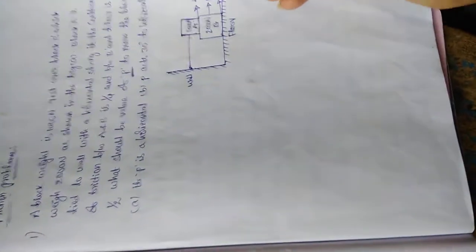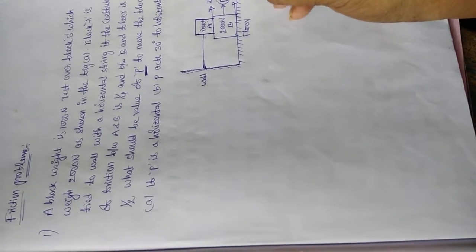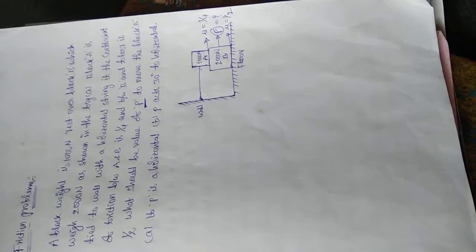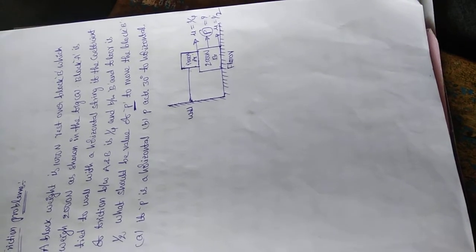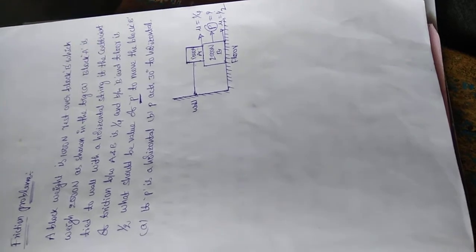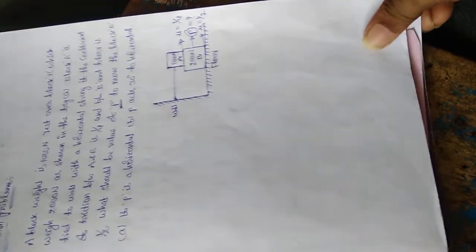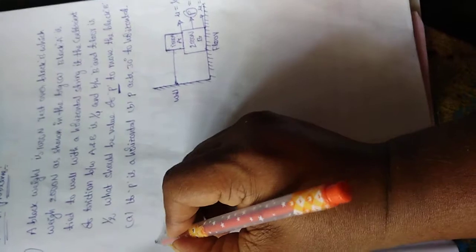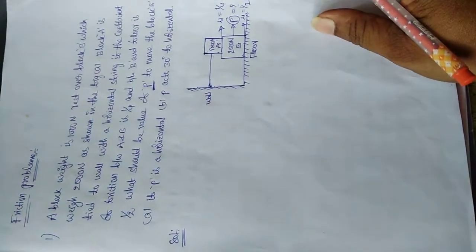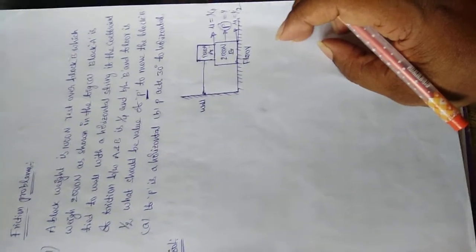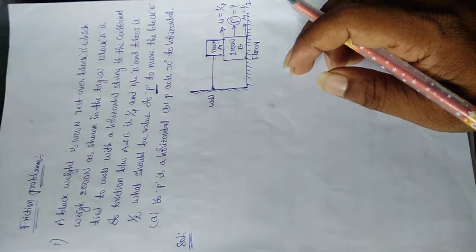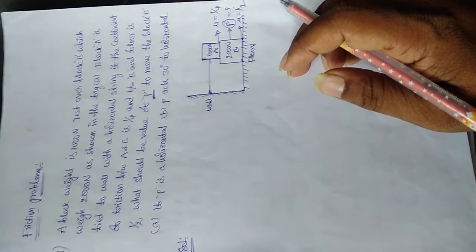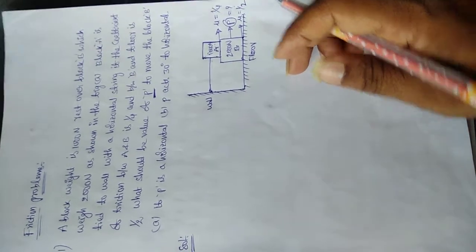Now we need to calculate the force P, keeping it in the horizontal as well as in the inclined position. Now we are going to solve for the force P. If the diagram has been given like this, we need to isolate, or draw, free body diagrams for block A and block B.